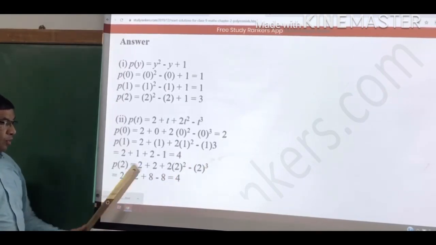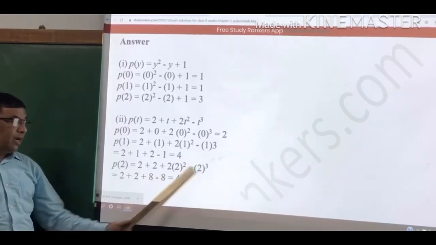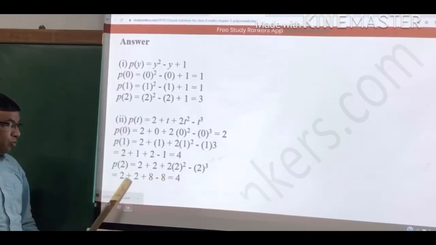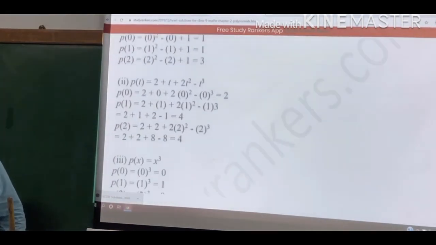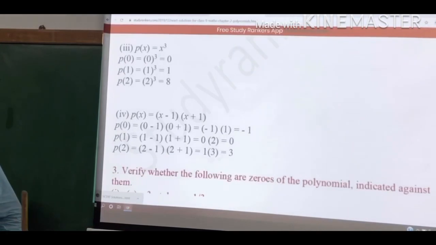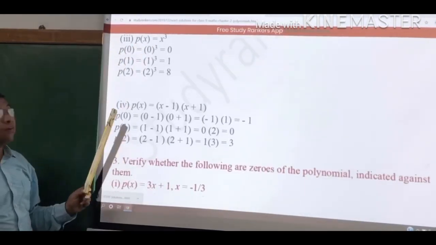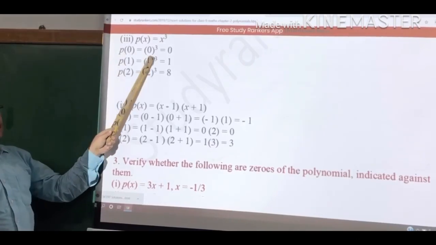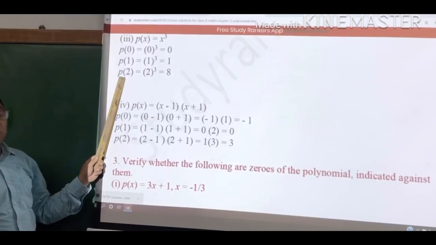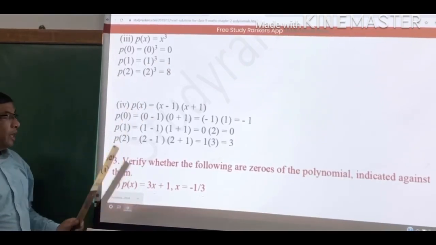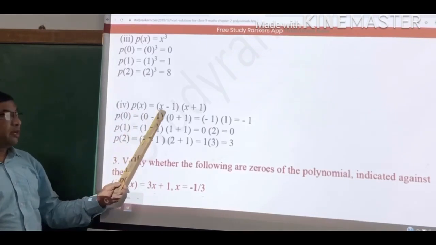So 2 plus 2, this one is 4 to the 8, and this one is minus 8. 8 cancel, so 2 plus 2 we get 4 as the answer. Now we see the third one. One more is there, third and fourth. So P of x equal to x cube is given. So P0, which is 0 cube equal to 0, P1, 1 cube is equal to 1, and P2, 2 cube is equal to 8.